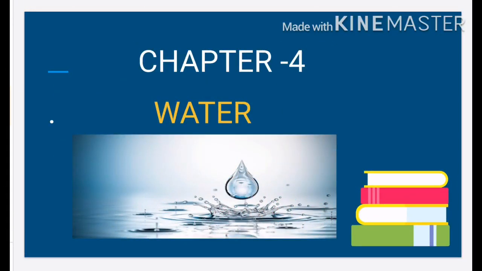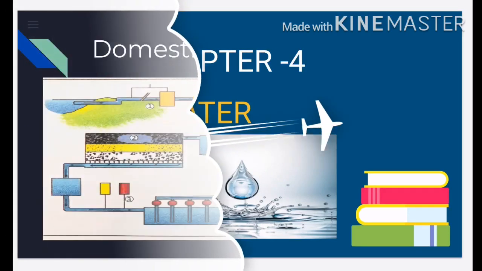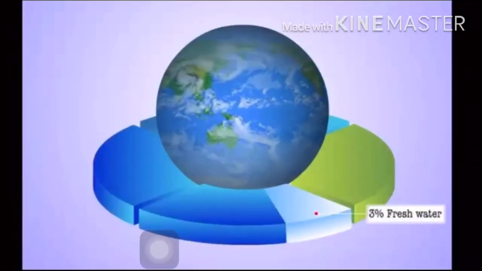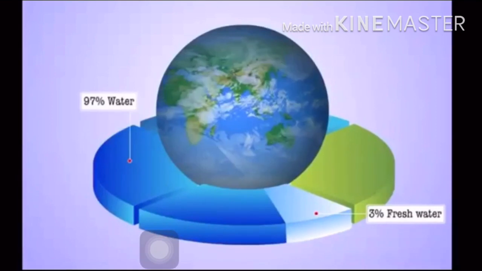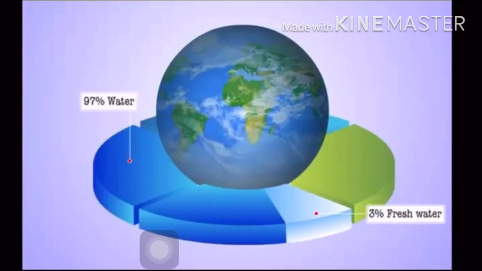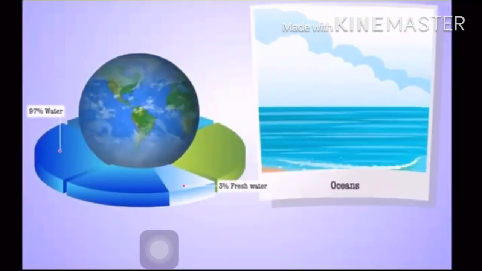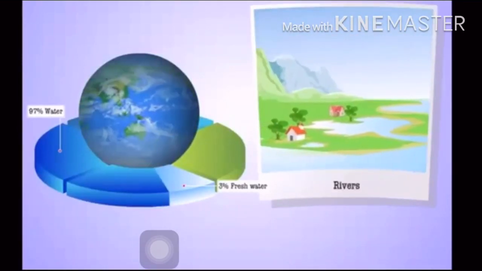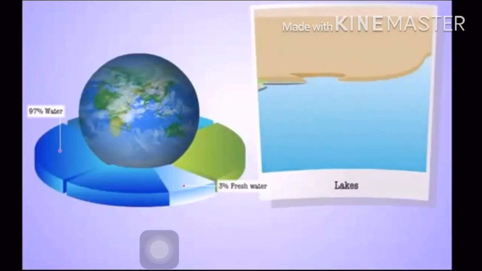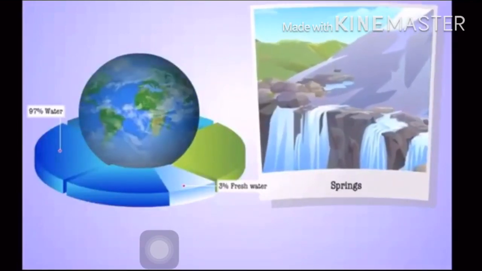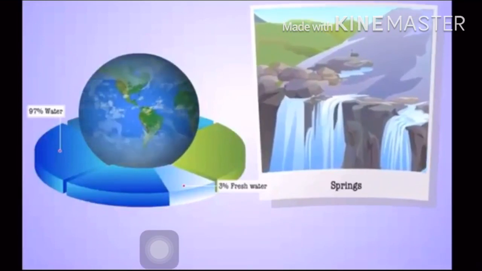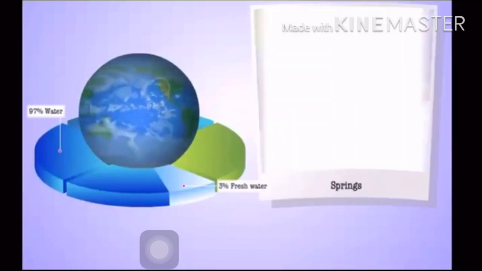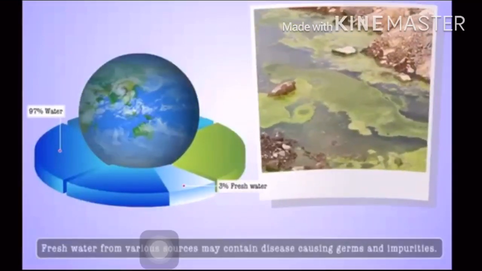We have started chapter number 4, that is water, and today we are going to study about domestic water supply. So, Earth is a watery planet. It contains 3% of fresh water and 90% of saline water of the oceans, out of which 3% is the surface water of the rivers, lakes and springs. The water of these resources contain germs, impurities.